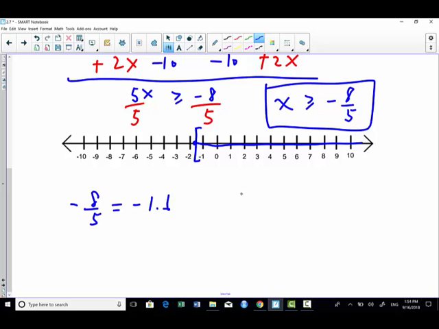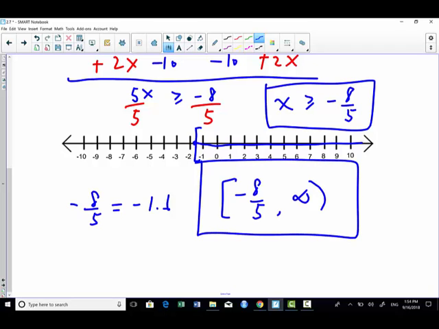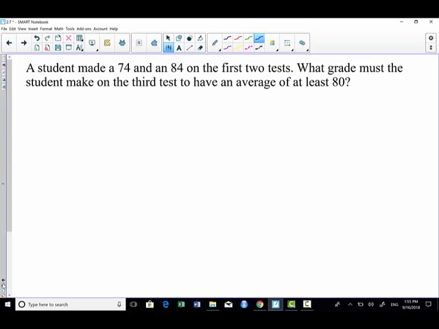And the interval notation will be negative 8 over 5, comma, infinity. And the square bracket beside negative 8 over 5, infinity, you use parentheses. That will be the interval notation for the solution set for this question. So the last question in this section is actually an application problem.